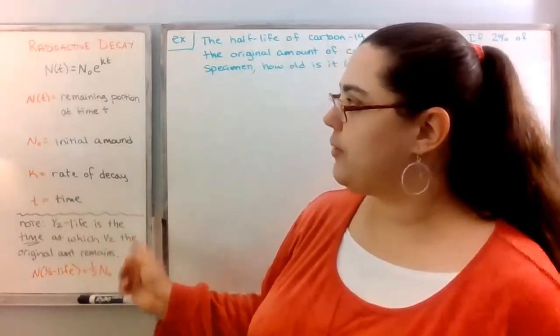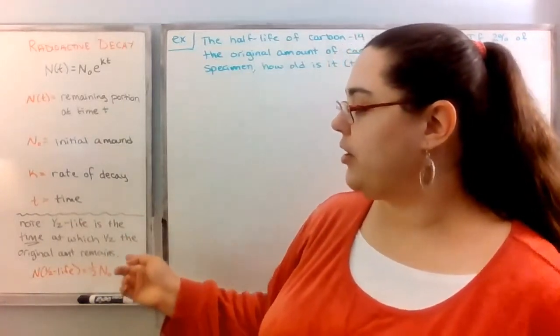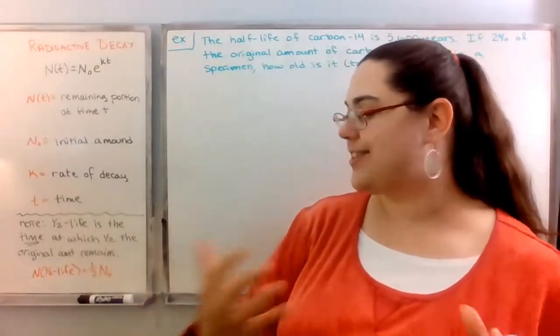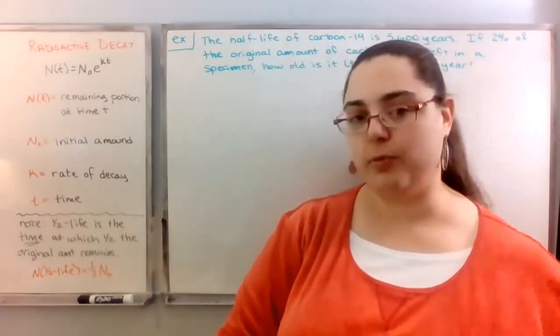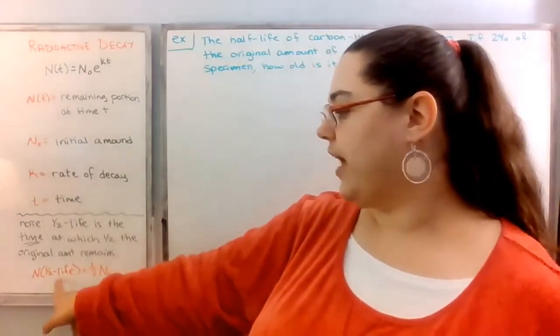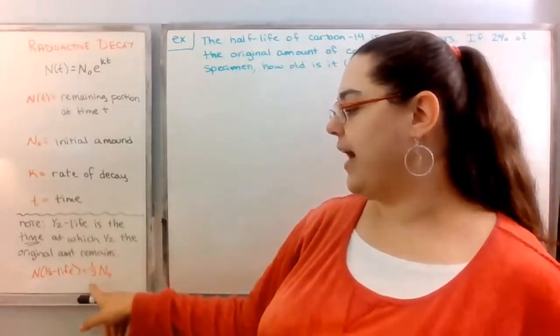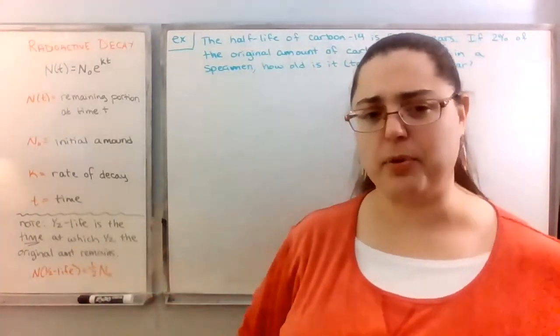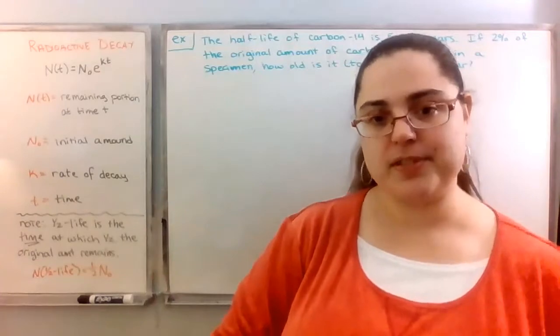Also, when we use radioactive decay, it'll often be given to us in terms of a half-life. So a half-life is the time at which half of the original amount remains. So in particular, N of the half-life is equal to half of the initial amount. So let's go through an example of applying these concepts.